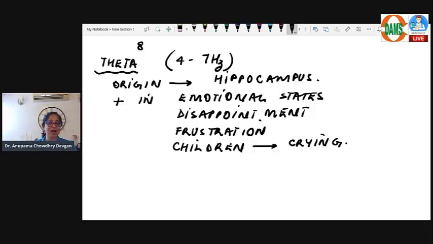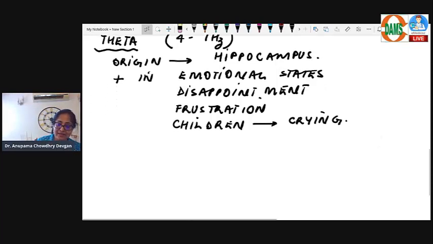Which are the waves which are prominent during lockdown? Theta rhythm. No, I'm just joking. This is emotional states, disappointment, frustration, children when they are crying. Okay? This is what is known as the theta rhythm.